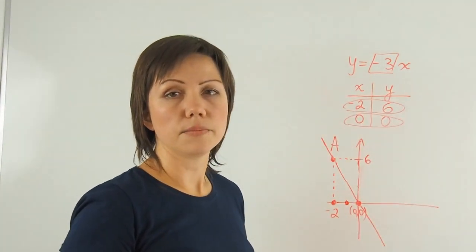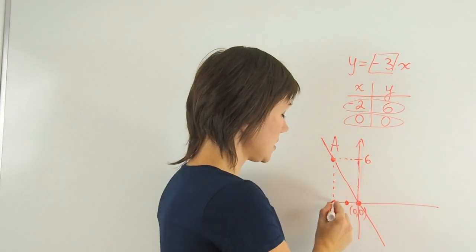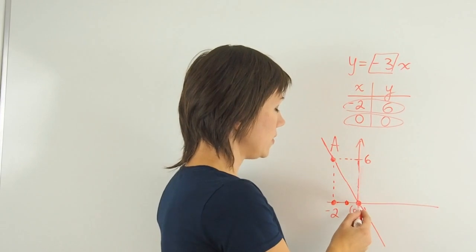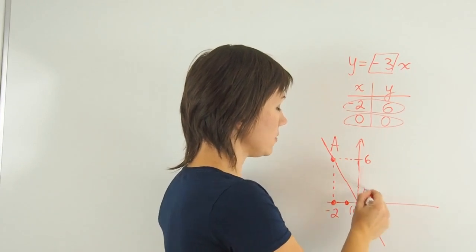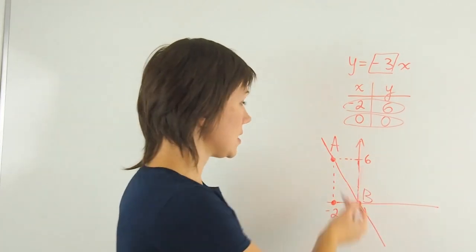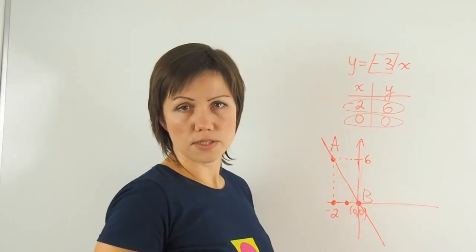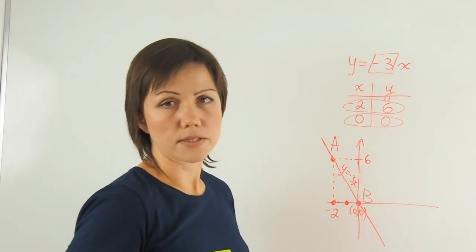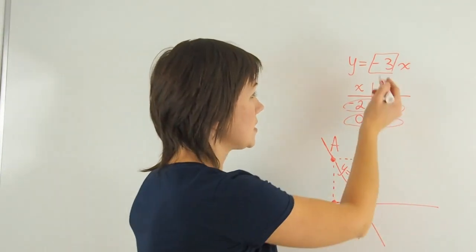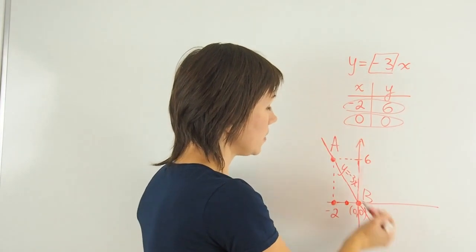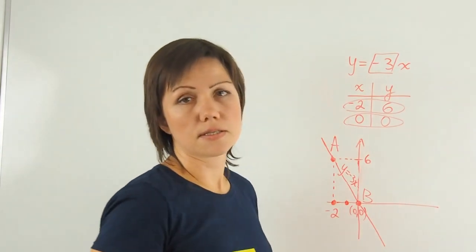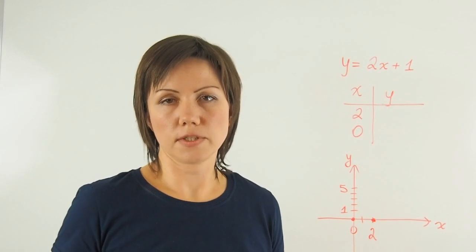I then plot them on a graph. So when x is negative 2, y is 6. This is point A. And when x is 0, y is 0. This is point B. Once I have those 2 points, I connect them into a straight line. Then I label it with the equation y equals negative 3x. So this negative tells me that the line will go down from left to right, and the 3 determines the steepness of the line. Let's now look at another type of linear function.